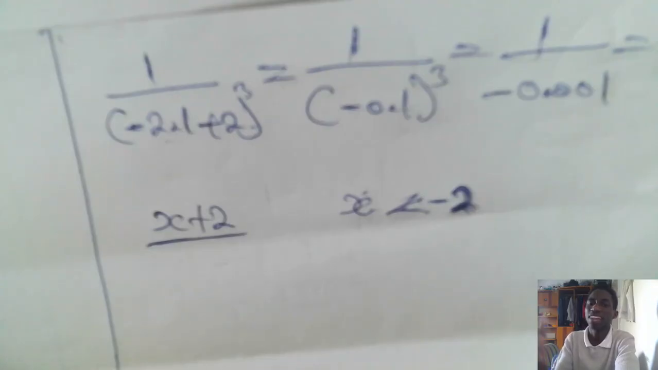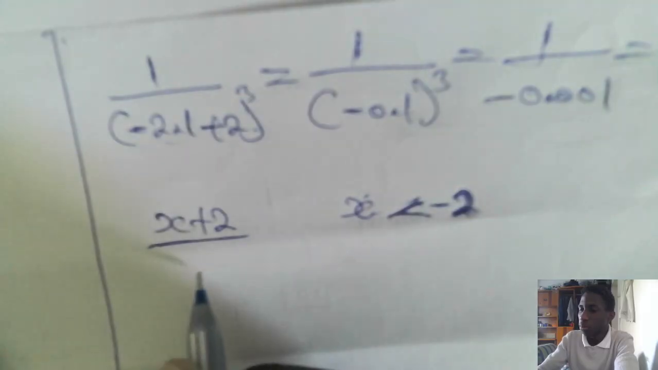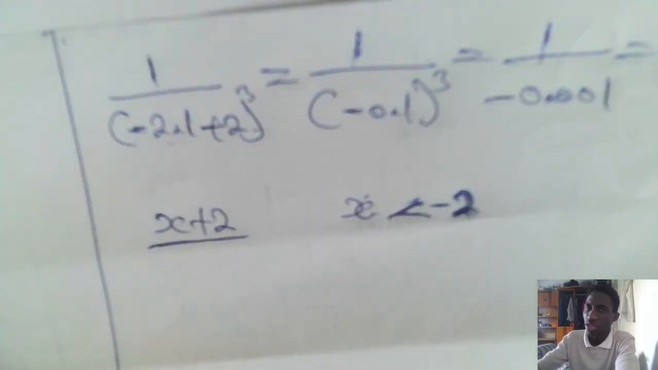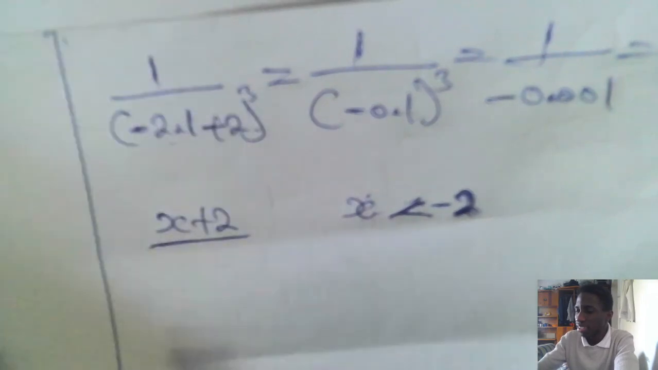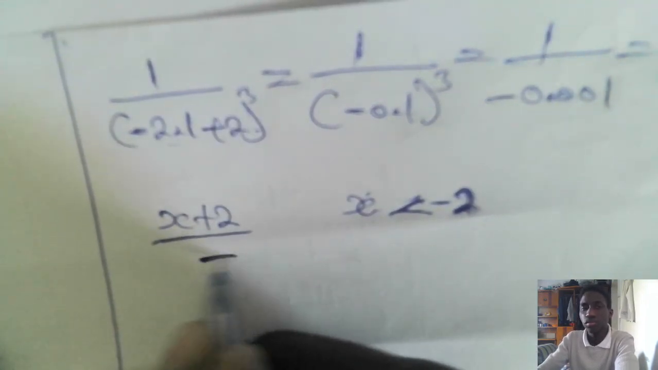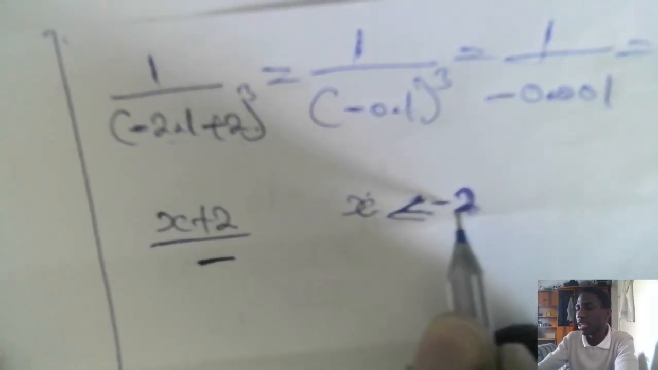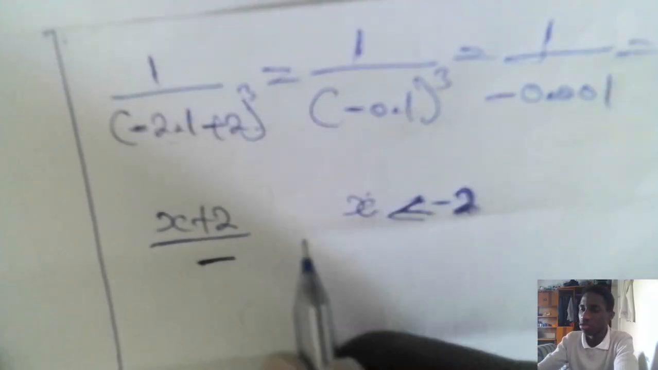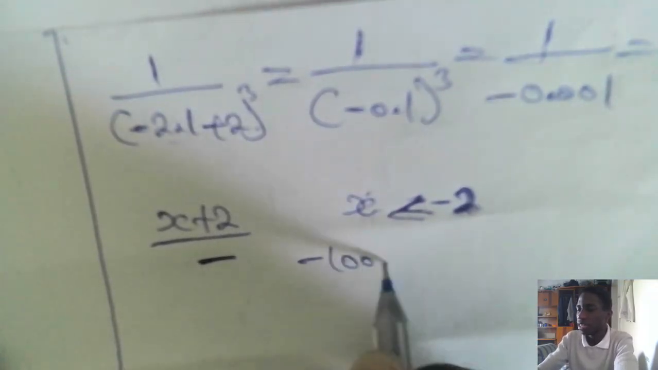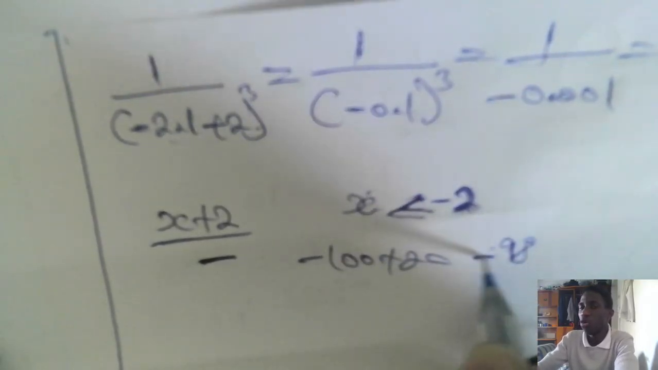What can we say about the sign attached to x plus 2? So you try numbers like minus 3, you get minus 1; minus 2.1, you get minus 0.1. So you always get a negative number, because the numbers you are using are less than minus 2. As in, you can have minus 100 plus 2, which is minus 98. So they will always be negative.